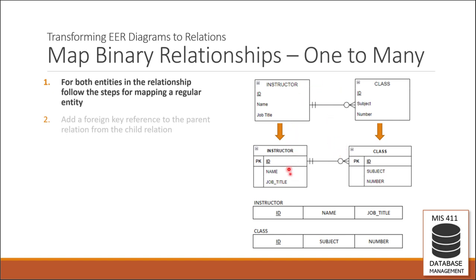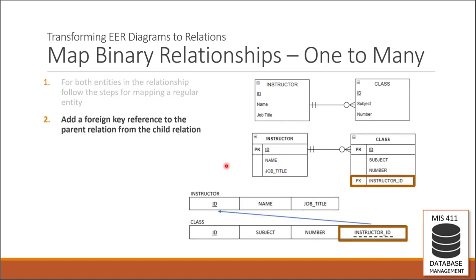So we create two new relations, an instructor relation and a class relation. They match the names of the entities they're derived from. The identifiers for each of the entities come down and become the primary keys, ID in both. The normal attributes, as usual, name and job title, come down and become fields, name and job title. Subject and number become subject and number. Down below, showing the alternate representation. And that's all you need to do for Step 1.